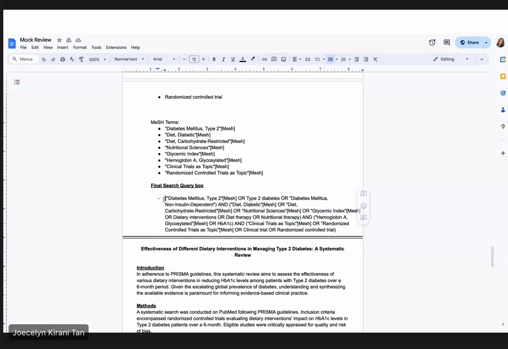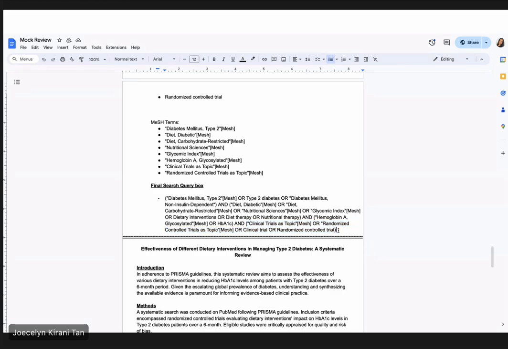So we already have our diabetes and the diets, and we wanted to search with hemoglobin. So we look for the hemoglobin A glycosylated in MeSH, or HbA1c. And that's another term because that was the parameter that we're looking at, HbA1c levels. And our clinical trial, so this is the MeSH term, and then randomized control trial, the MeSH term again. And then you put your normal thing without the MeSH term in case MeSH terms made a MeSH take.